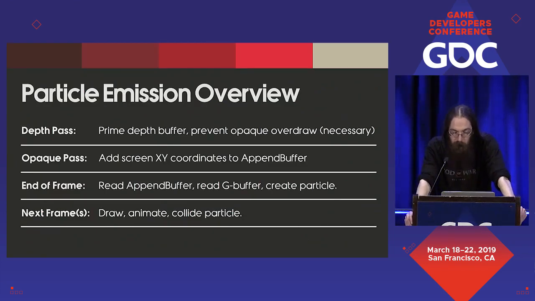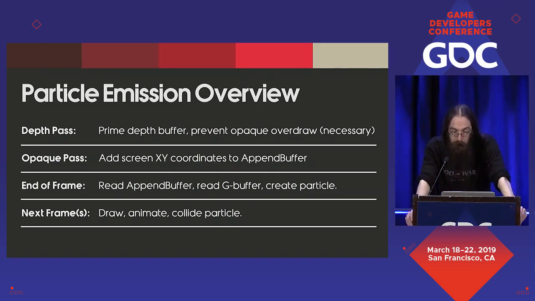The particle emission is broken down into generally 3 phases. We need to leverage a depth prepass. The depth prepass is required to guarantee we only run one fragment shader per pixel in the opaque pass. This prevents multiple particles from being emitted from the same pixel if triangles were to overlap. Once we have populated the depth buffer, we run the opaque pass. The opaque pass will potentially add to an append buffer the screen coordinates of the pixels that are emitting particles from this frame.